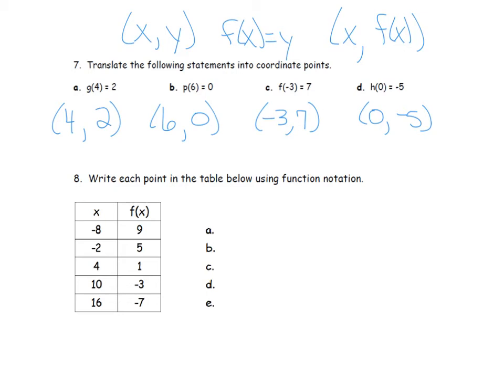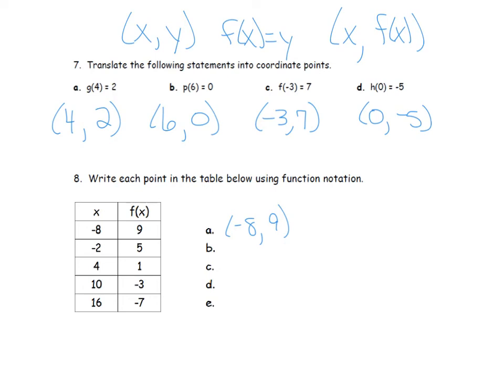Now here we're going to be given the coordinates, and we have to sort of go backwards. They're giving us the point negative 8, 9, and they want us to use the function notation. So this is, let's see, 1, 2, 3, 4, 5. Yeah, this is the point negative 8, 9. Okay, they tell me that the name of my function here is f. Functions are often f, g, and h. f probably for function, and g and h just because they're close.